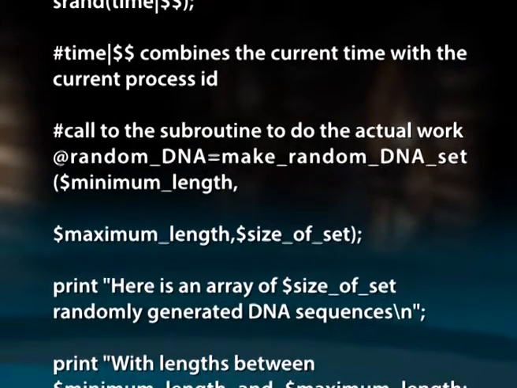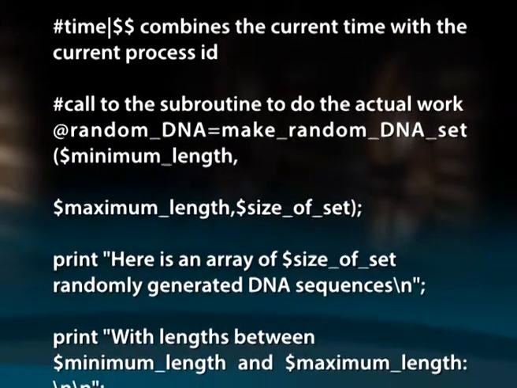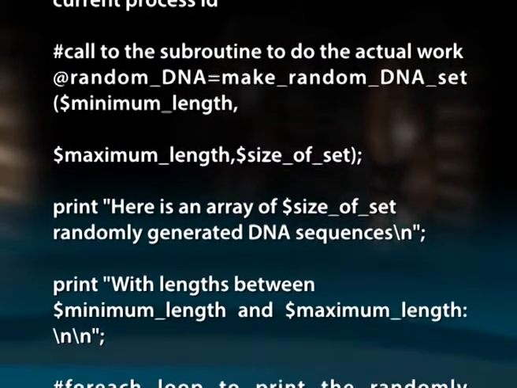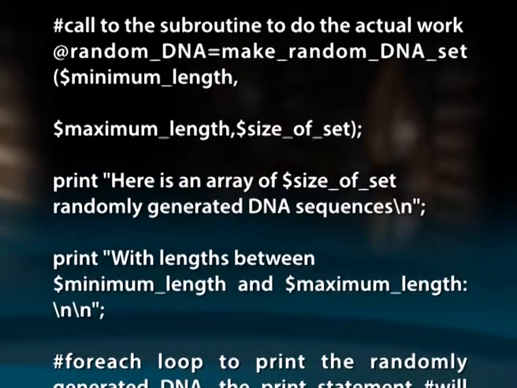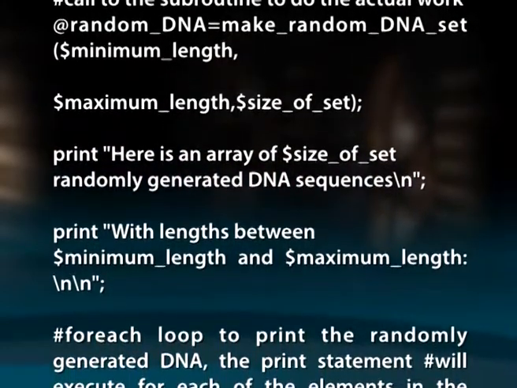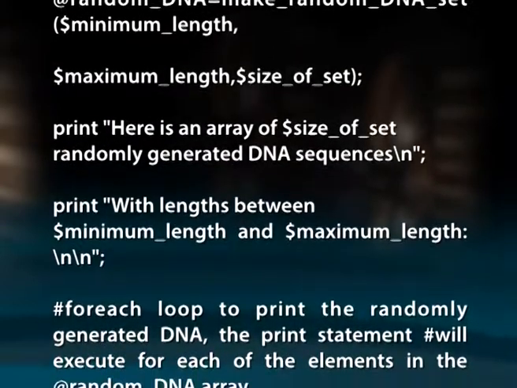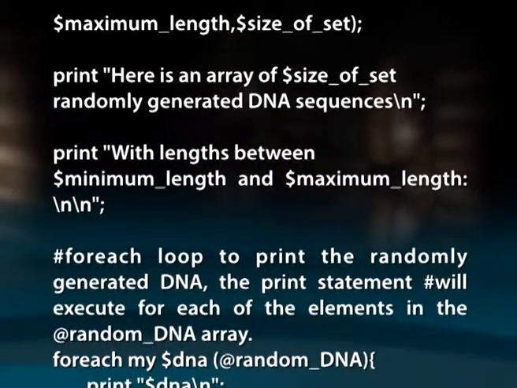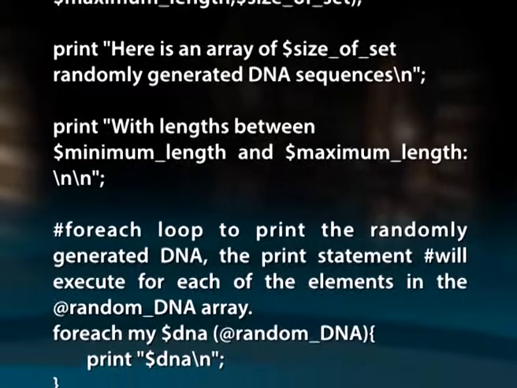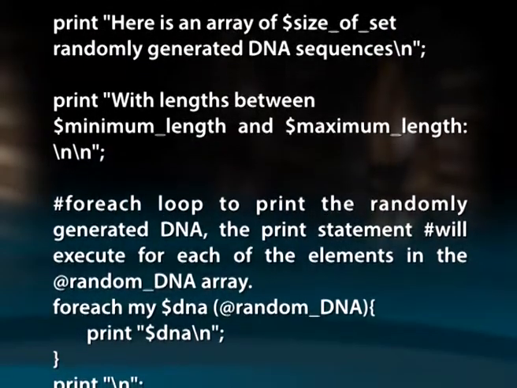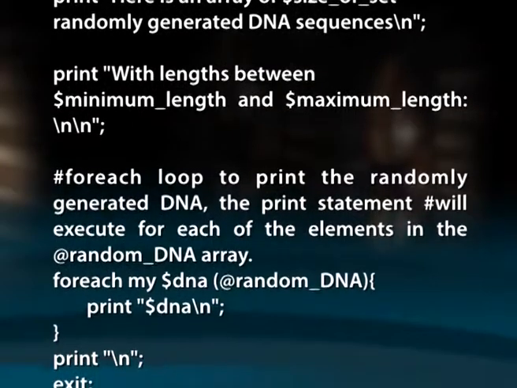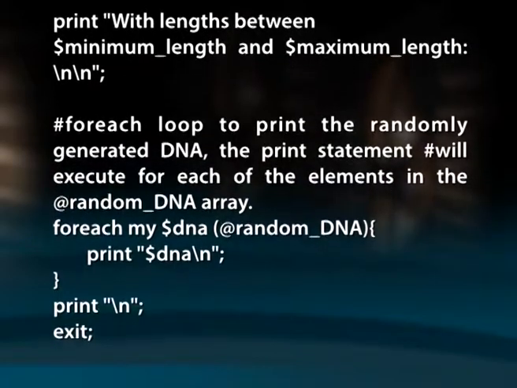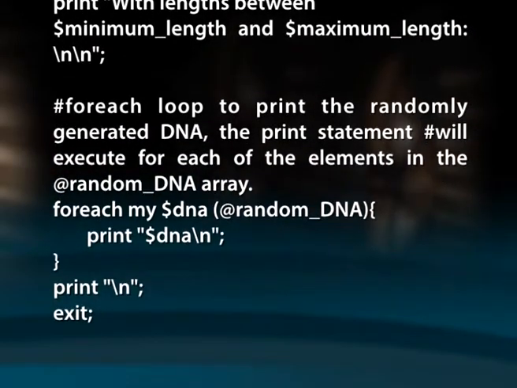Call to the subroutine to do the actual work. @random DNA equals make random DNA set of $minimum length, $maximum length, $size of set. Print here is an array of $size of set randomly generated DNA sequences. Print with length between $minimum length and $maximum length. A foreach loop to print the randomly generated DNA, the print statement will execute for each of the elements in the random DNA array. For each my $DNA for the array random DNA, print $DNA, exit.